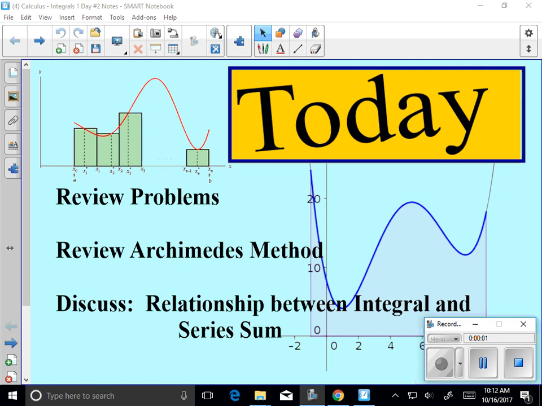Okay, so calculus integrals 1, day number 2, Archimedes' method of finding the area under a curvy curve. Why is it so much harder to find the area under a curvy curve? Because we can't use trapezoids or rectangles of any sort, right? So now the curve takes away the ability to use what we know in geometry, and now we have to use left-hand sum, right-hand sum, and do a little bit of limits with it. So I want you to follow along today as I do what I do.